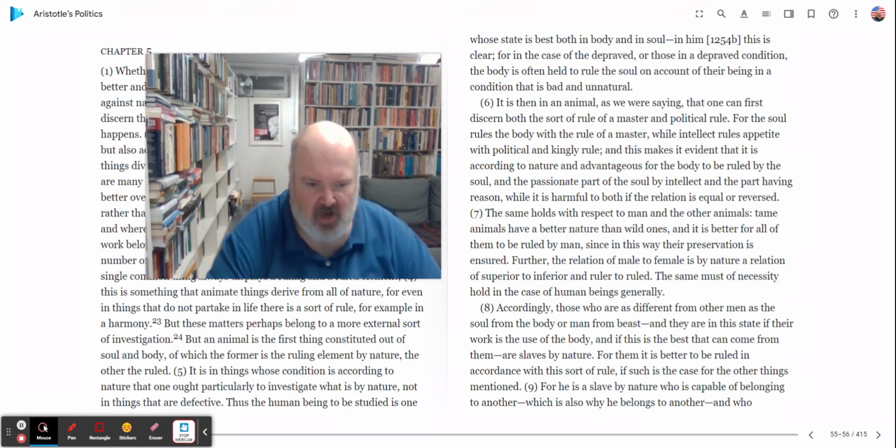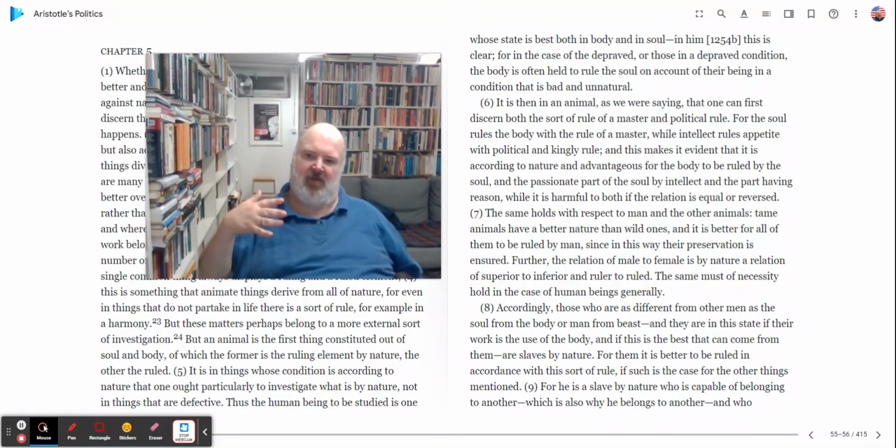Accordingly, those who are as different from other men as the soul from the body or man from beast, and they are in this state or condition if their work is the use of the body, and if this is the best that can come from them, they are slaves by nature. In other words, the most they can do is they're beasts.